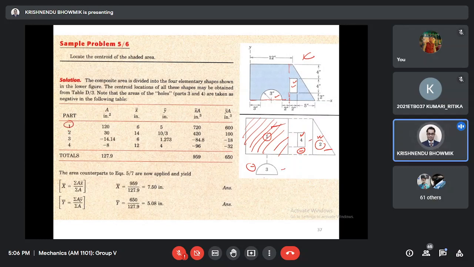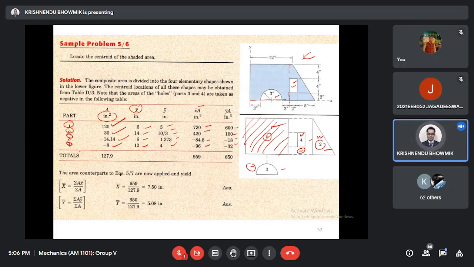We want parts 1, 2, 3, 4. What is the area? First one is this, second one is this, third one is negative, fourth one is negative. What is the x bar? For this, x bar is this distance divided by 2. For all cases, you can calculate x bar, y bar. Then what is x bar A? This. What is y bar A?